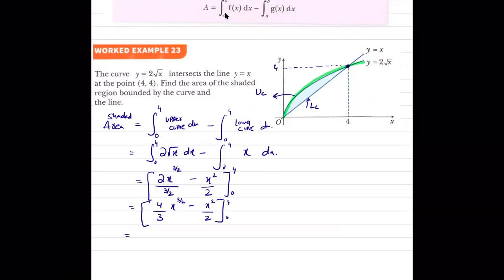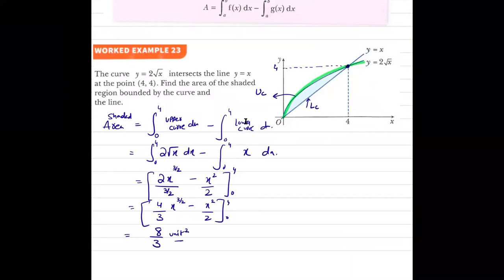Okay, please plug in the limits. It's coming to 8.3. 8 upon 3. Very good. So 8 upon 3 units square.